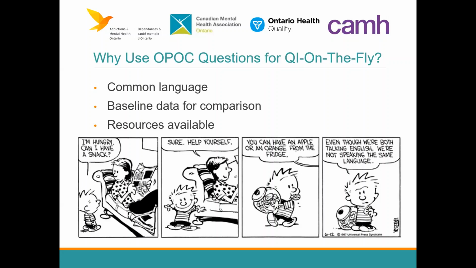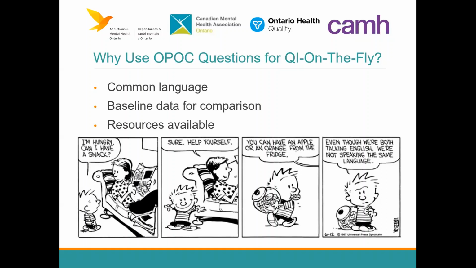So you're already implementing OPOC. You've already got this great baseline data available, and you've got a tool to be able to use to move forward with this QI work. But now is a time to look at the OPOC in a slightly different way, to use a couple of those questions for QI on the fly purposes, to be able to talk the same language as some of your partner organizations who you're quite rapidly aligning services with, to talk a common language to your funders and to the system leaders out there who are constantly asking for data at this point in time. So the OPOC really is a great starting point from that perspective.